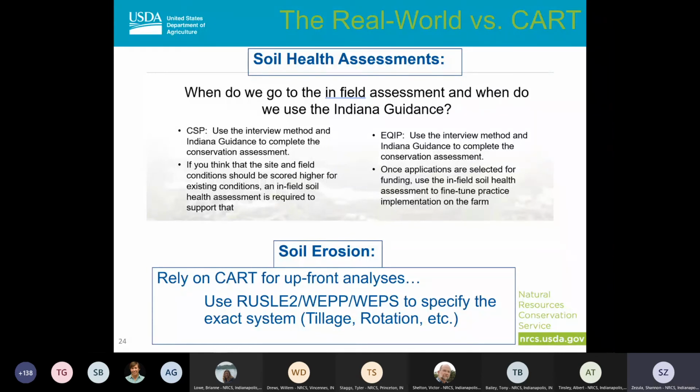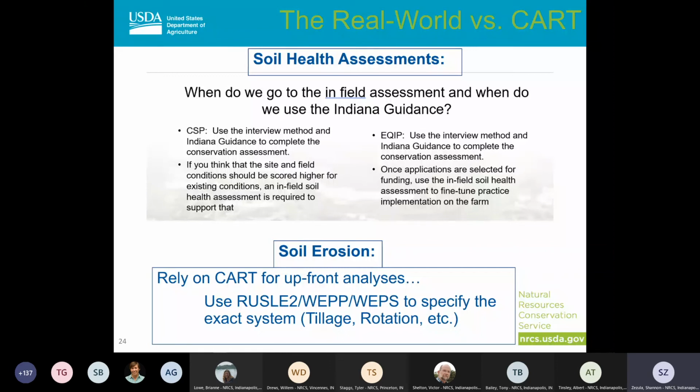That is not a reason to not do soil health assessments. We will still do soil health assessments. We will just do them before practice implementation. Okay. Soil erosion. As you can tell, CART, we mentioned Russell 2 a couple times.